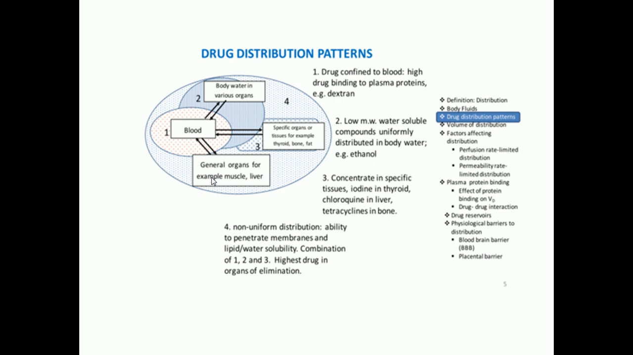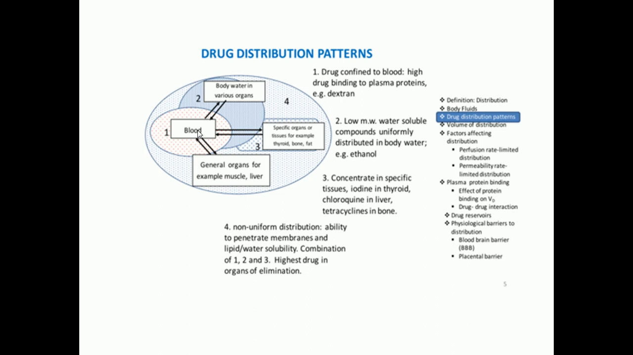So if we define it like 1, 2, 3, 4 chambers, if the drug remains within this chamber, this is a different pattern of distribution. If the drug is divided or distributes itself in the whole of 4 chambers, then this is a different pattern. If we discuss the patterns of drug distribution, drug confined to blood is due to high drug binding to plasma protein, or larger molecular weight drugs will remain within the blood.